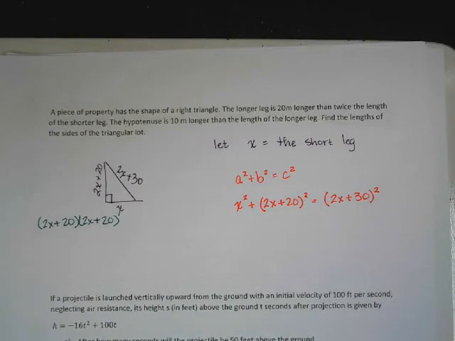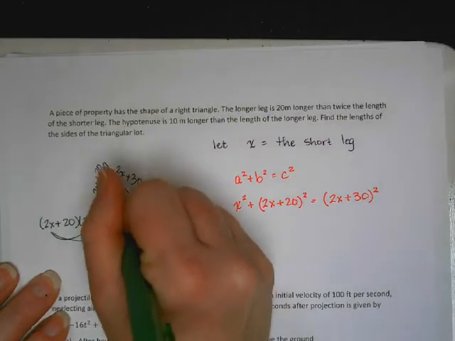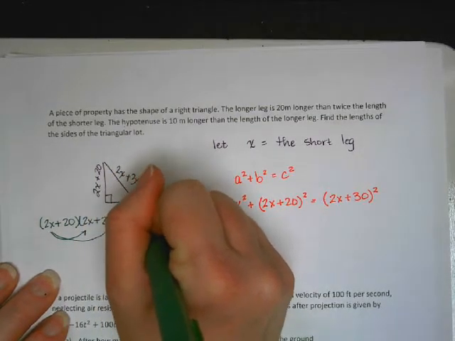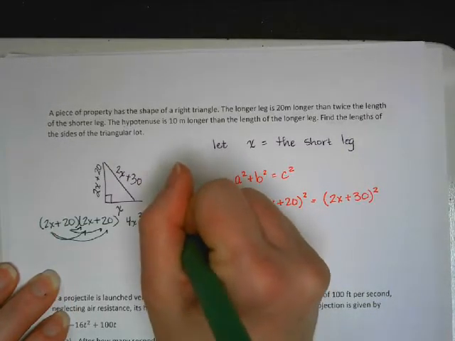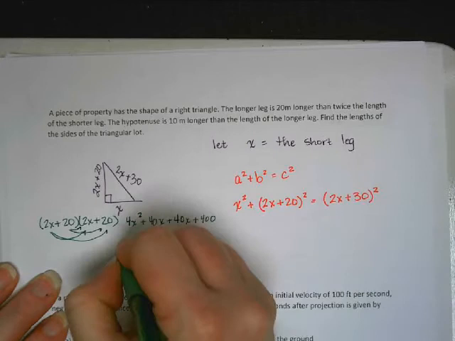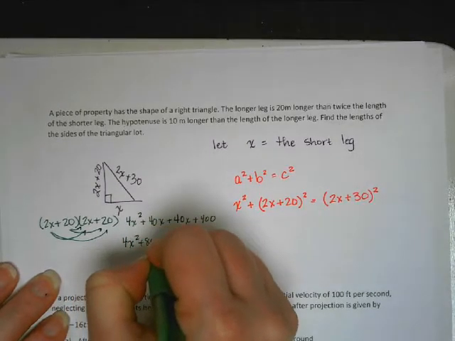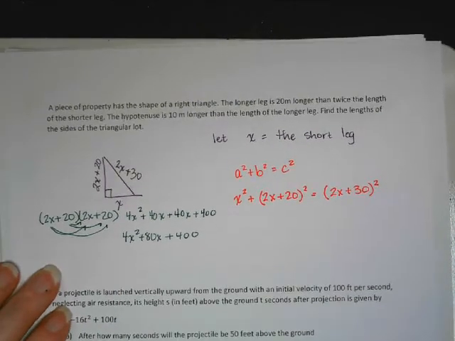Because remember, squaring is multiplying something by itself. And even though that 2x plus 20 is two separate terms, technically, it all represents one leg. So I have to square the leg times itself. So I have to square all of it. All right, so I got 4x squared plus 80x plus 400.